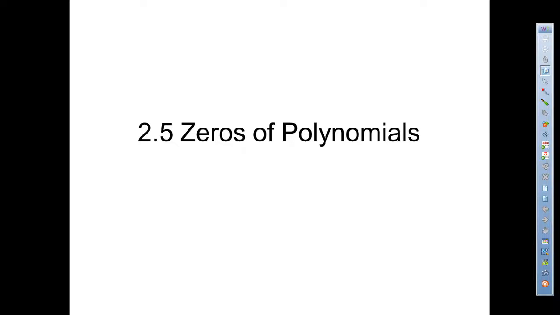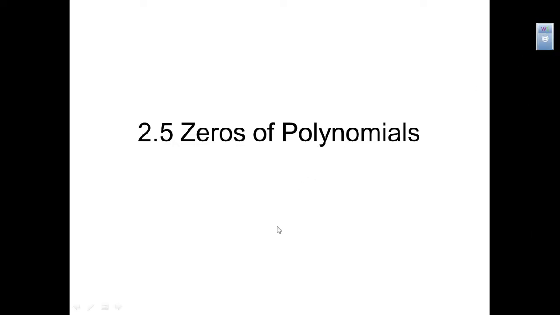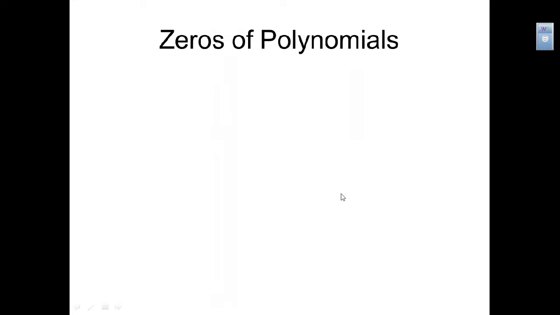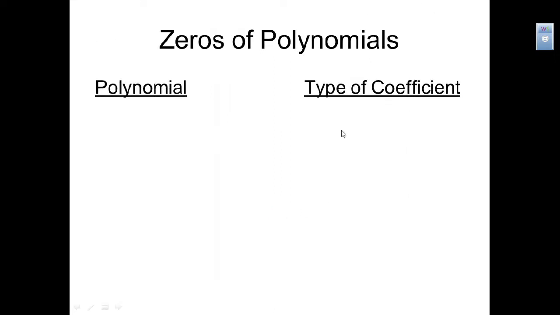Alright, so we're looking at section 2.5, and section 2.5 deals with zeros of polynomials. What we're looking for is ways to find the zeros of polynomials. We've got different types of zeros of polynomials, and it all depends on what type of coefficient that polynomial has. So let's look at a couple of different examples here.